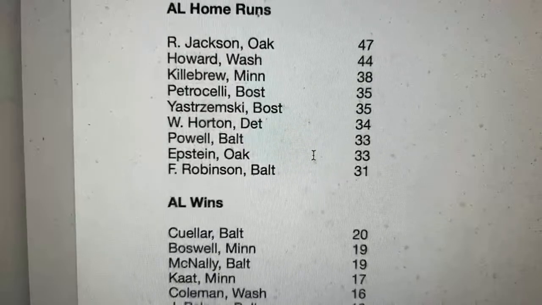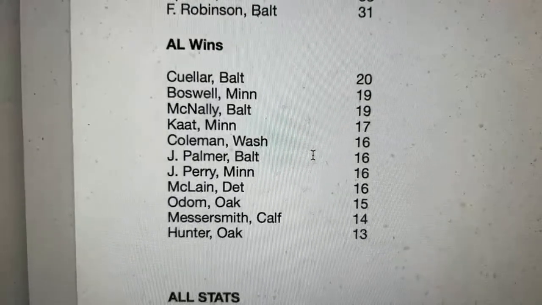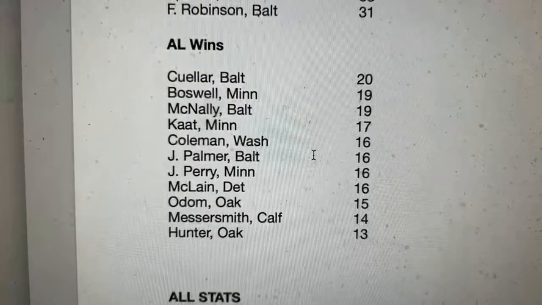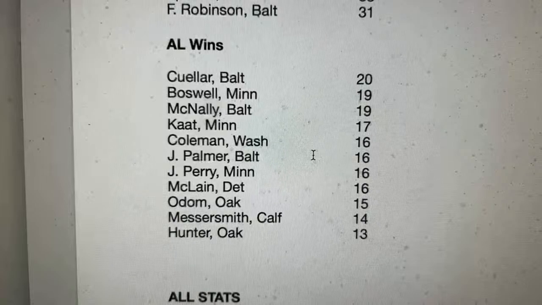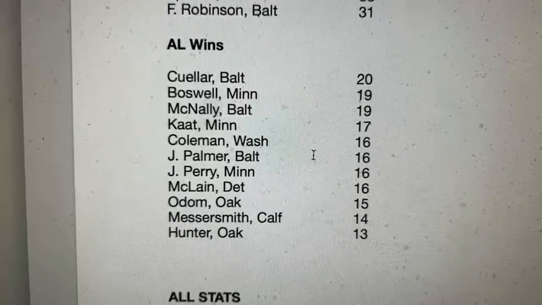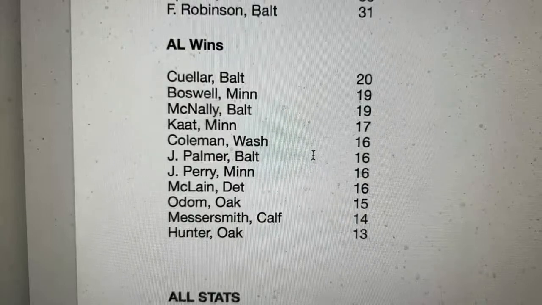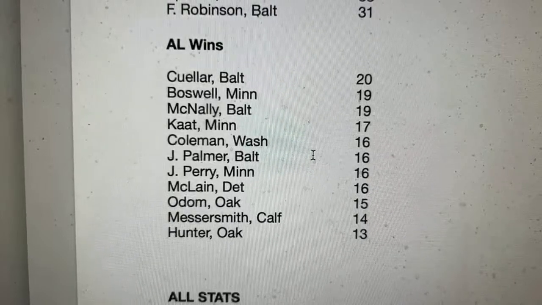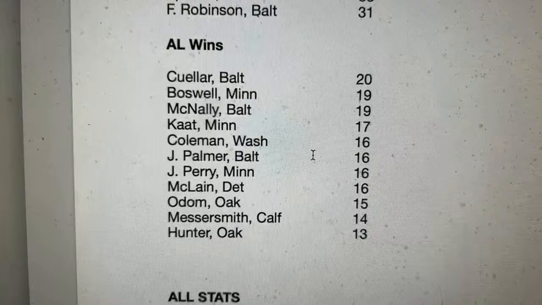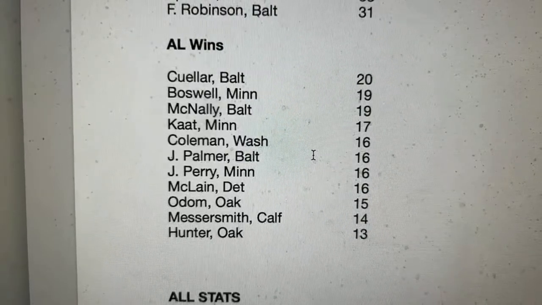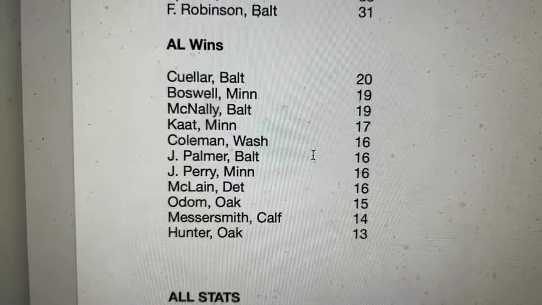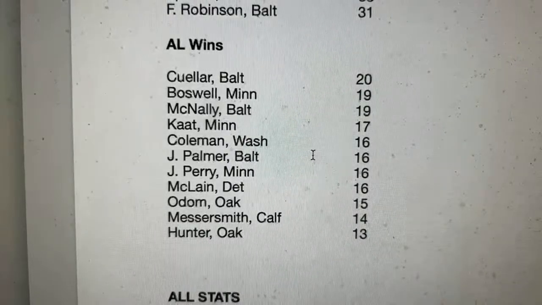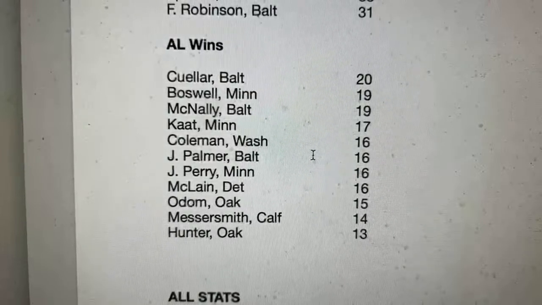As far as wins go, Cuellar, I think it was this date, or maybe the date before, became the first pitcher to win 20. And you look at the Baltimore staff, they have a chance for 3 20-game winners, which they didn't have in real world. McNally needs 1 more, and Palmer needs to win 4 in September. Cott has 17, Boswell has 19, and Perry has 16 for Minnesota. So they have a chance for 2 or 3 20-game winners. Only Boswell won 20 in real world.